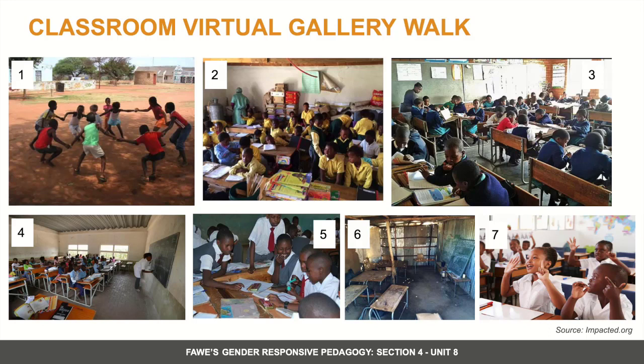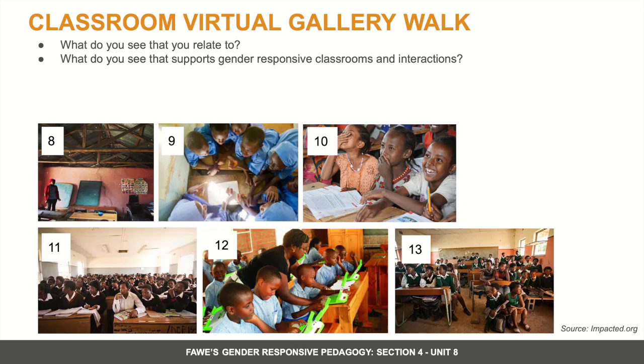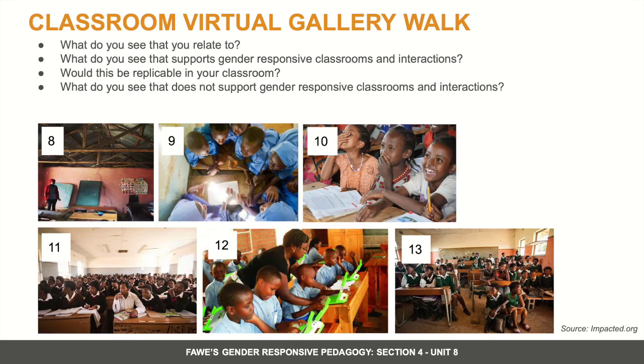Take 10 minutes to look at the images of classroom setups and teacher-student interactions. As you're reviewing the images, consider the following questions. What do you see that you relate to? What do you see that supports gender-responsive classrooms and interactions? Would this be replicable in your classroom? What do you see that does not support gender-responsive classrooms and interactions? How might you change it so it is gender-responsive?